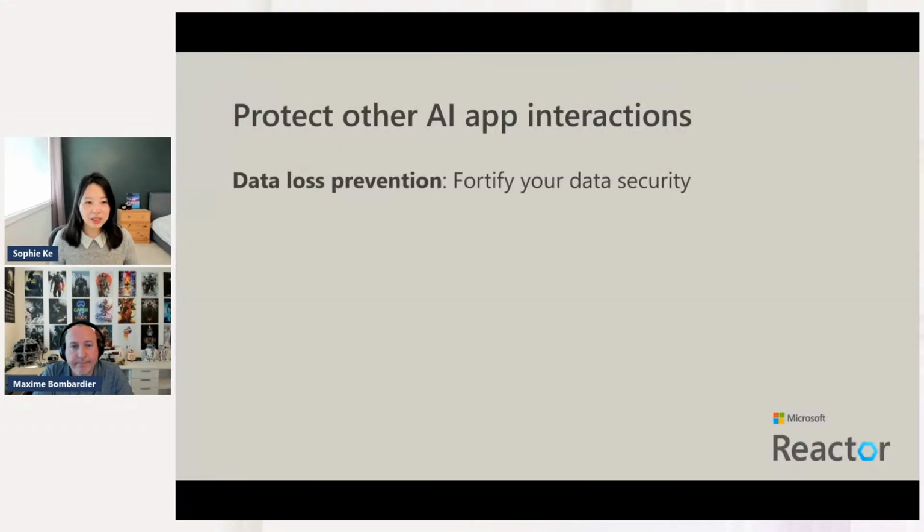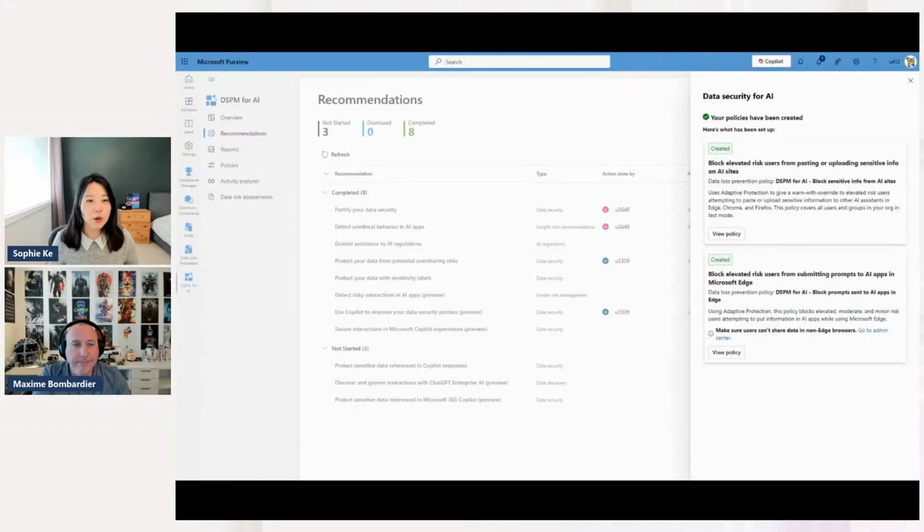All right, so that's on Discover. So for Protect, again, this is all about adaptive protection. Back in the recommendations, where we have all of the policies that we recommend you create to secure and govern your AI applications, there is one called Fortify Your Data Security. And this is now a blocking policy, right? In the Get Started, that was a detection endpoint DLP policy. And now this one is the one where we're actually going to go ahead and block.